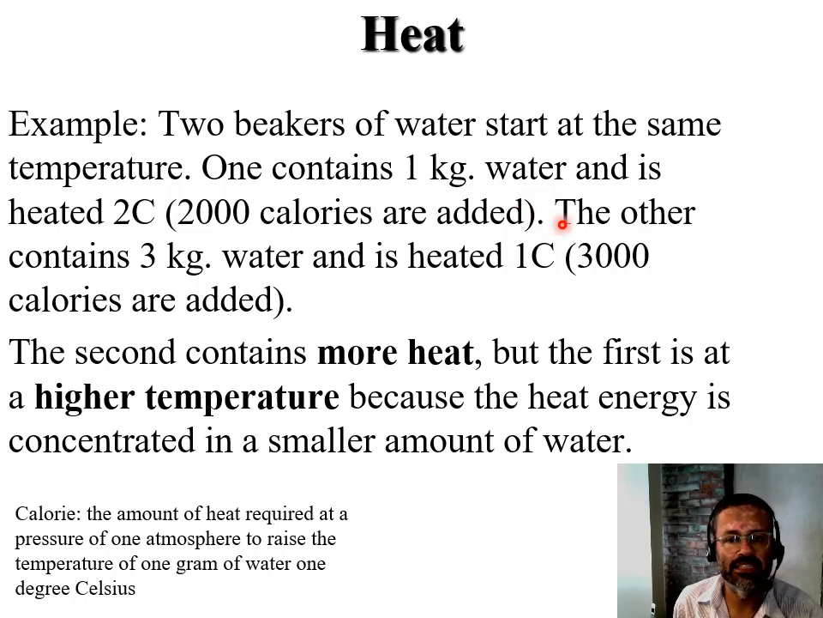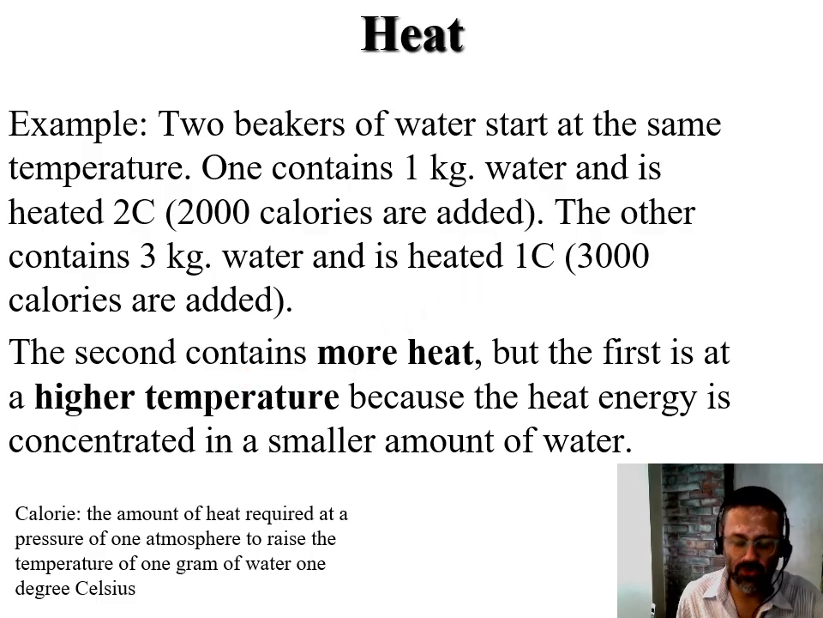So the other beaker contains 3 kilograms of water, but is only heated to 1 degree Celsius. So this one is heated 2 degrees Celsius, this one is heated 1 degree Celsius, but it contains more water. So the second container contains more heat, but the first one has a higher temperature because the heat energy is concentrated in a smaller amount of water.